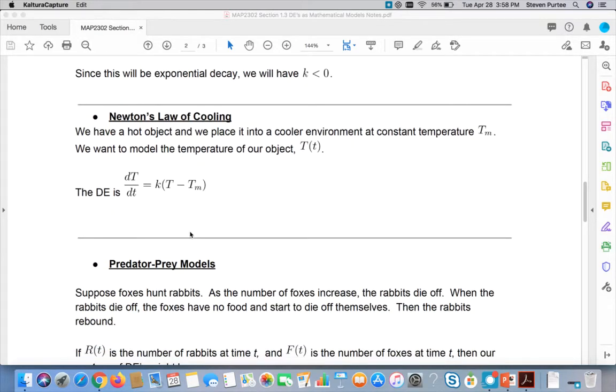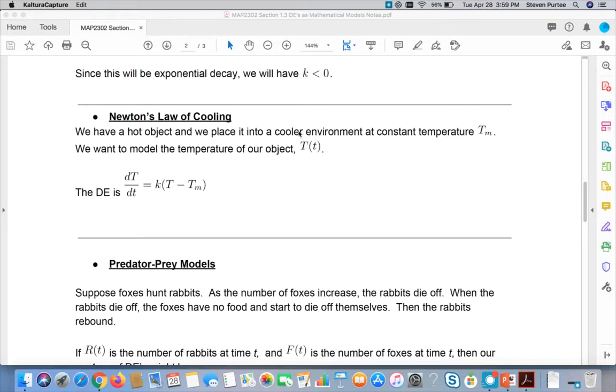Another good model is Newton's law of cooling. So we have some hot object. You take a pie out of the oven and put it on the table into some cooler environment. We assume for simplicity here, at least in this model, that your environment is at some ambient constant temperature Tm. M there stands for medium.